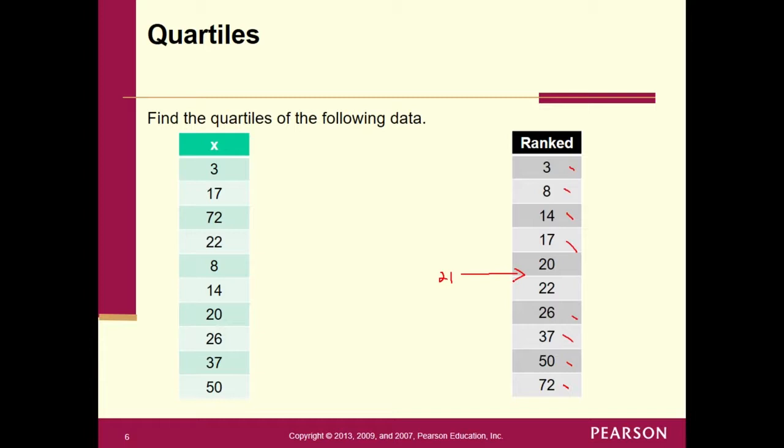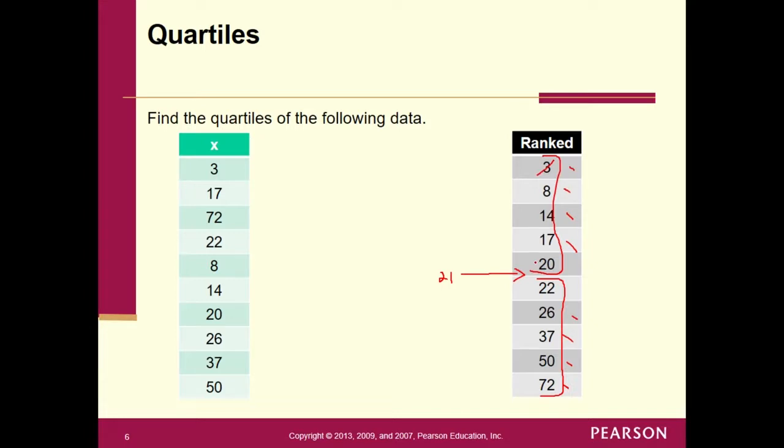I told you to leave out Q2 from the calculations for Q1 and Q3, but I did not say to leave out the values that we used to calculate Q2. In other words, you're going to leave out 21, but you're not going to leave out 20 and 22. So you're going to go ahead and figure out the median from 3 to 20, and you're going to figure out the median from 22 to 72. So include the 20 and the 22. Okay?